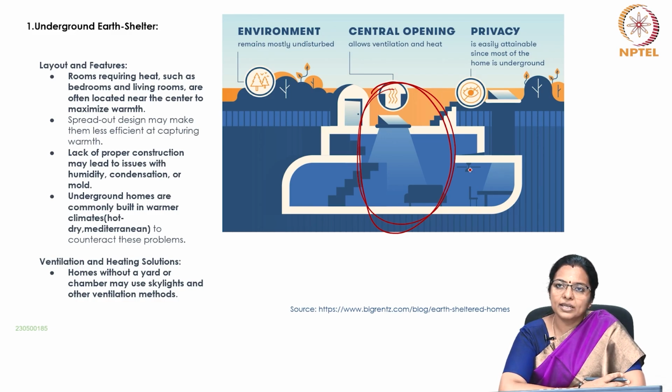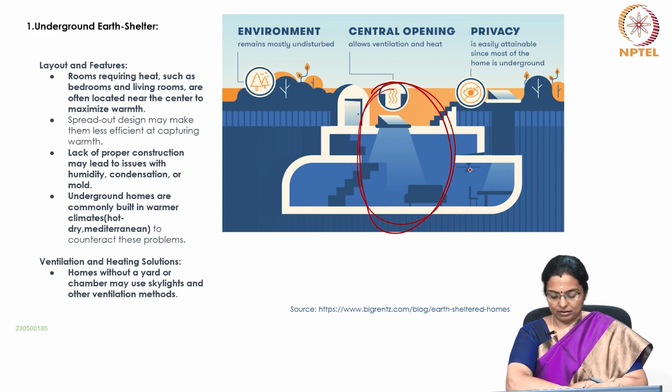Lack of proper construction could lead to issues with humidity, condensation, or even mold. Underground homes are commonly built in warmer climates like hot, dry Mediterranean to counter this problem of condensation, high humidity, and mold development. As for ventilation and heating solutions, homes without a yard or chamber can use skylights and other ventilation methods.